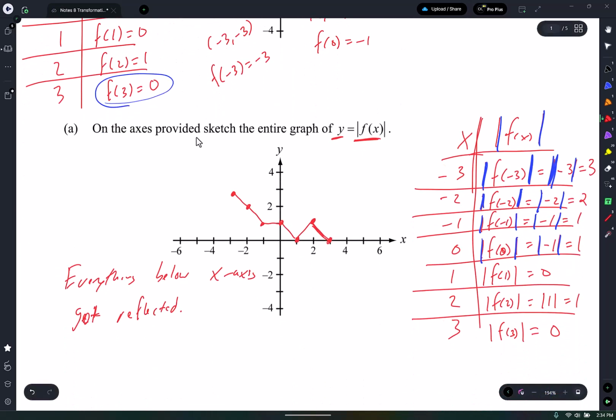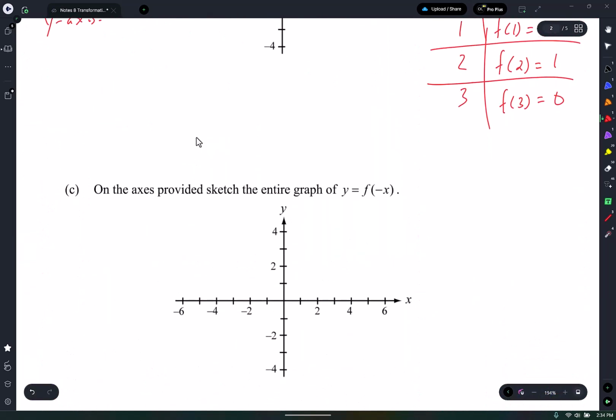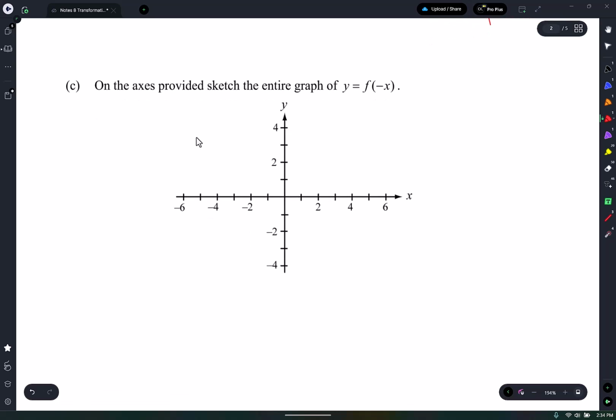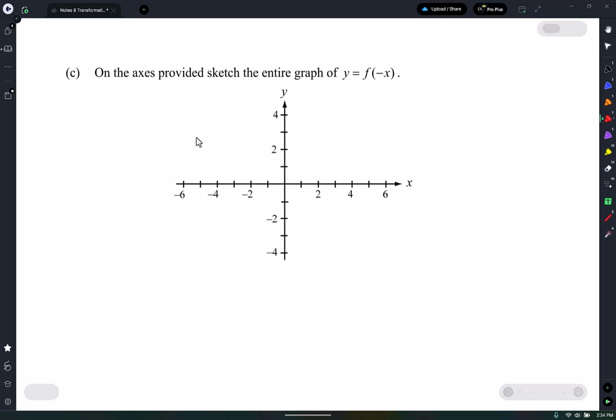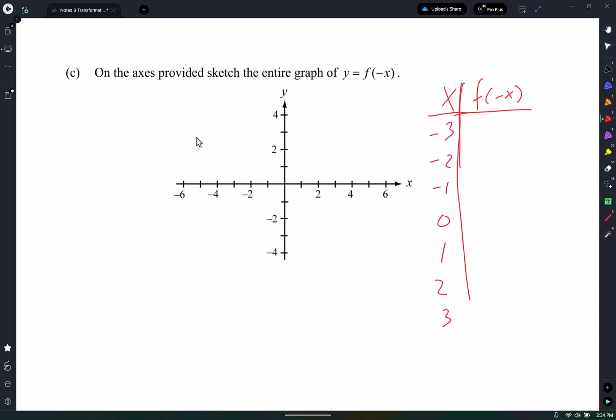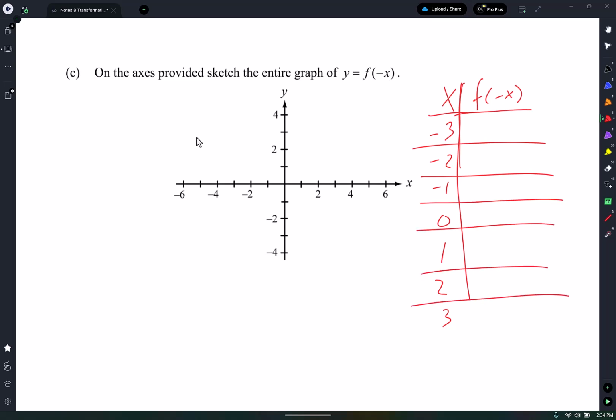All right. Yeah, hit me, guys. I mean, not like hit me. All right, here we go. X and then f of negative x. So that just means opposite signs. That's all it means. Negative 3, negative 2, negative 1, 0, 1, 2, 3. Okay. Opposite of negative 3 is 3. So this is f of 3. And f of 3 is 0.